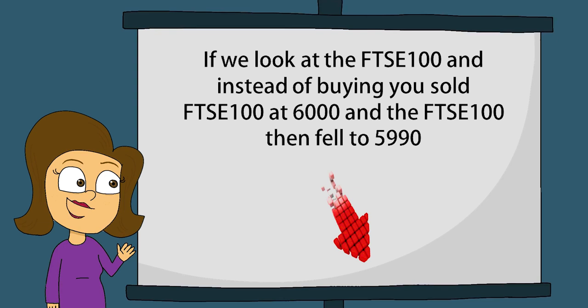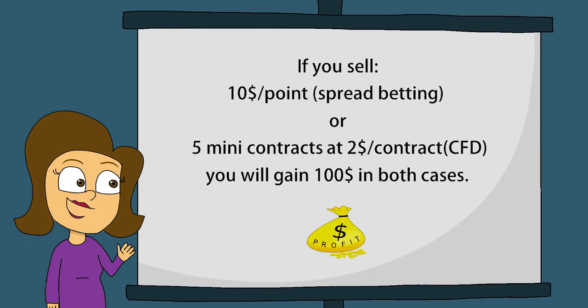If we look at the FTSE 100 and instead of buying, you sold FTSE at 6,000 and the FTSE fell to 5,990. If you sell $10 per point spread betting or 5 mini contracts at $2 per contract CFD, you will gain $100 in both cases.